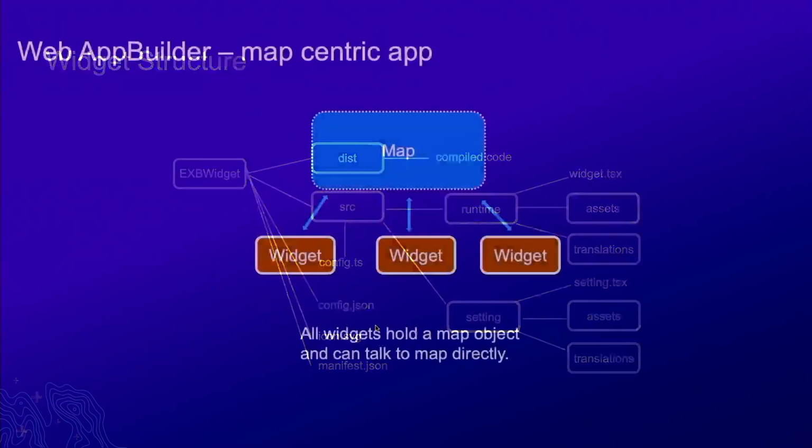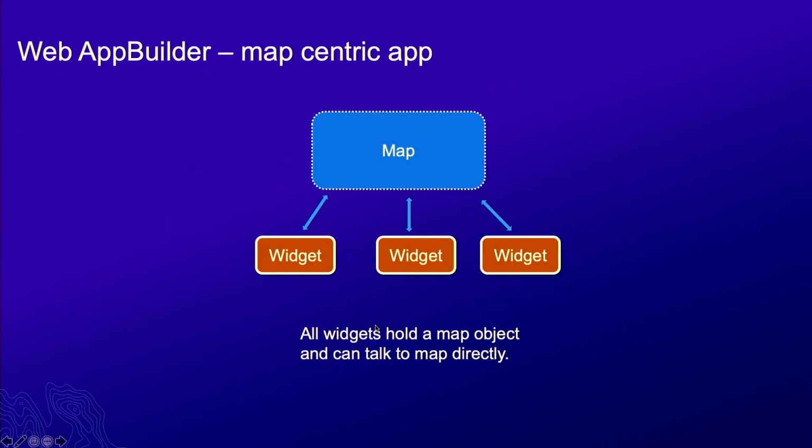And for those who are very familiar with developing with our other product, which is Web App Builder, I wanted to put this in perspective for you. So when you're developing Web App Builder, you have a map, and then the widgets hold a map object and can talk directly to the map, okay?